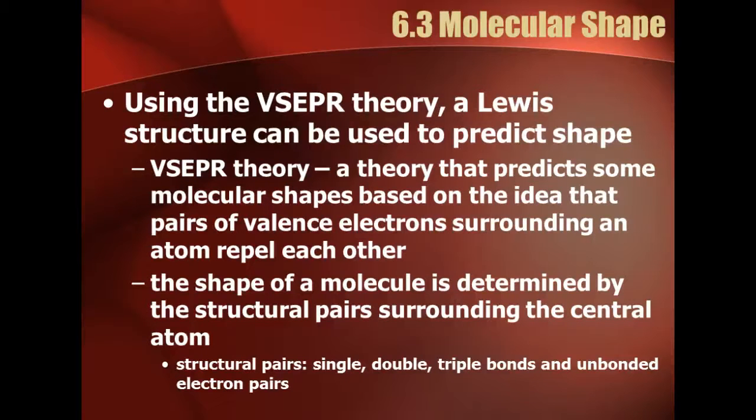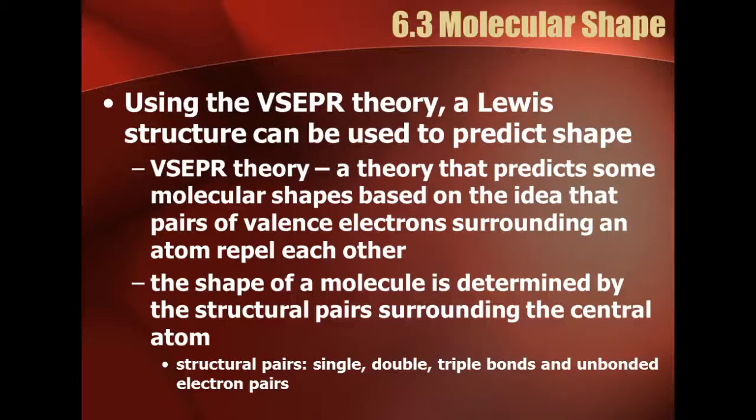Well, what does VSEPR theory stand for? Our simple definition says, a theory that predicts some molecular shapes based on the idea that pairs of valence electrons surrounding an atom repel each other. The acronym VSEPR that we're using stands for valence shell electron pair repulsion theory. I'll say that one more time because you might want to write this down. VSEPR stands for valence shell electron pair repulsion theory.